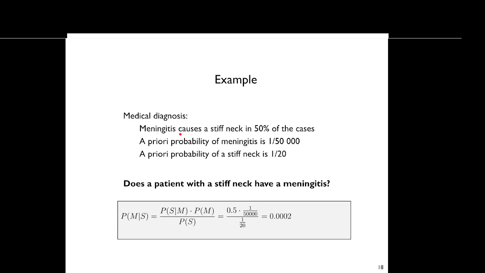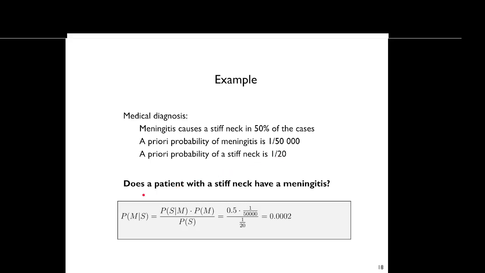Meningitis, the diagnosis, goes together with symptoms of, for example, a stiff neck. And actually, when you have a meningitis, it's quite likely that you have a stiff neck, namely in 50% of the cases. Fortunately, meningitis, an inflammation in the brain and a pretty severe disease, is not that likely, so it has an incidence of 1 in 50,000. In contrast, the stiff neck has a much higher incidence, 1 in 20.